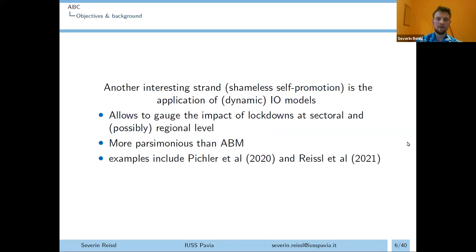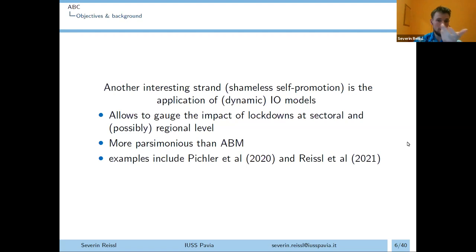Now, one slide for a tiny bit of self-promotion. I would say another very interesting strand of the literature related to COVID is the one that applies input-output models, including dynamic input-output models, because this gives us the possibility to gauge the impact of lockdowns at a sectoral and possibly regional level in a very data-driven framework, which at the same time, from a computational perspective and in terms of the underlying behavioral assumptions, is somewhat more parsimonious than a typical macroeconomic ABM.